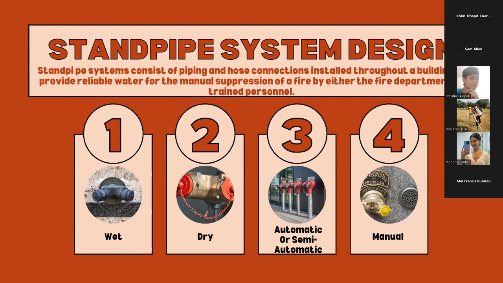Third type is the automatic or semi-automatic standpipe system. These systems automatically introduce water into the standpipe and hoses when a fire alarm system is activated. And the last type is the manual. This type of standpipe system requires firefighters to manually open a valve at the base of the standpipe to introduce water into the system.